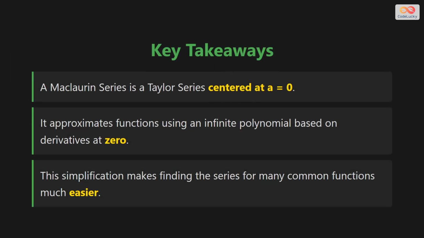To summarize, the most important thing to remember is that a Maclaurin series is just a specific type of Taylor series, one that is always centered at 0. It allows us to approximate functions with polynomials, and by centering at 0, the process is often significantly simplified. This makes it a powerful and practical tool in calculus and beyond.